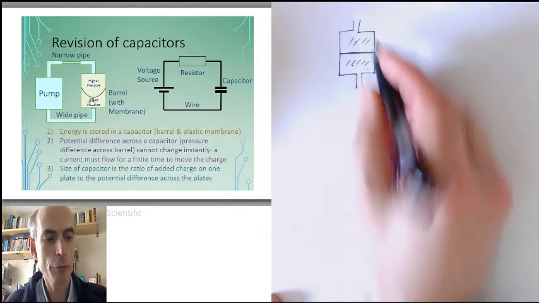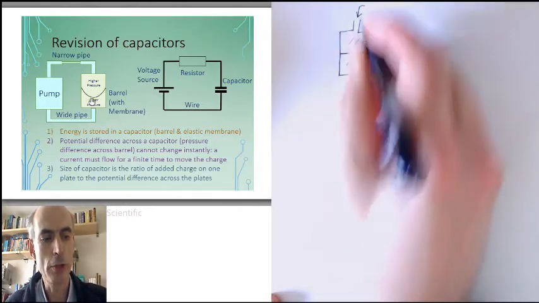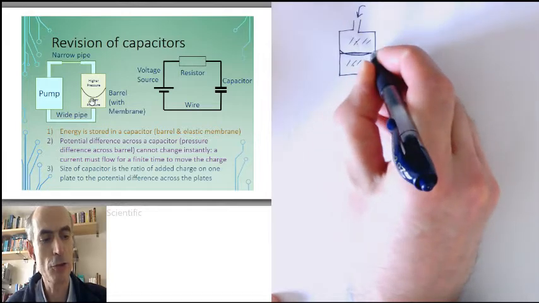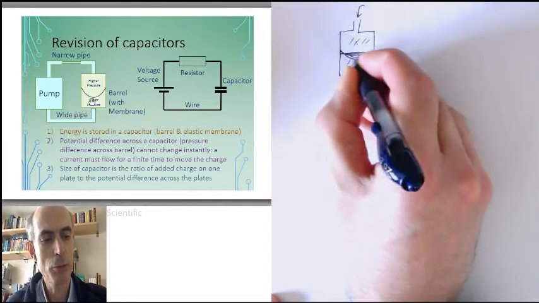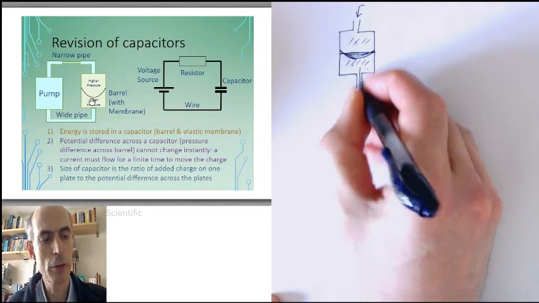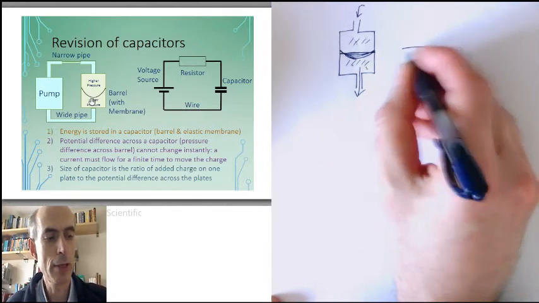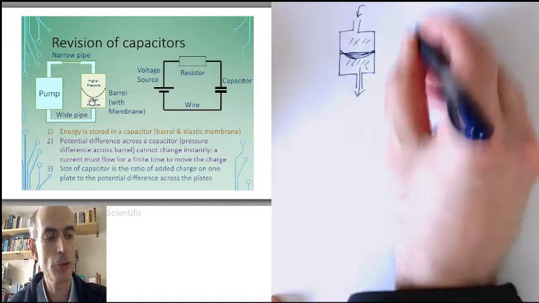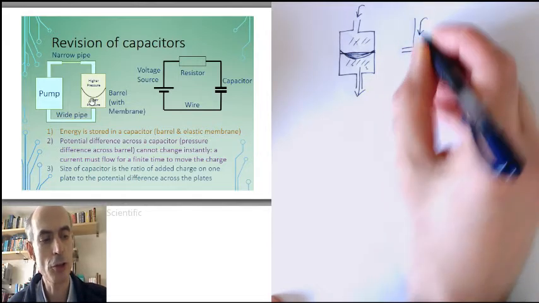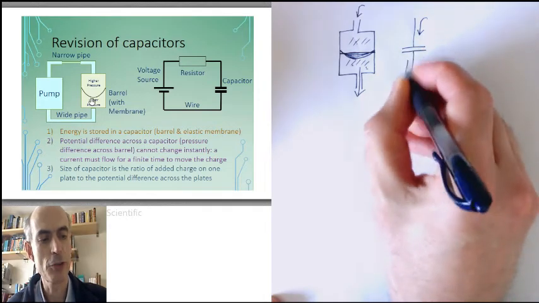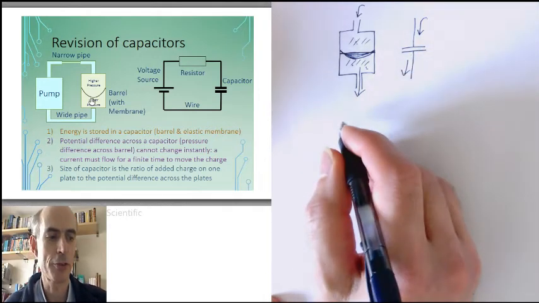However, if we start pumping in fluid on this side of the capacitor, then this membrane distorts. And that pushes out some of the fluid from the other side of the capacitor. In terms of electrical systems, what's going on is we're putting charge onto one plate of the capacitor, and that's pushing charge off the other plate of the capacitor.